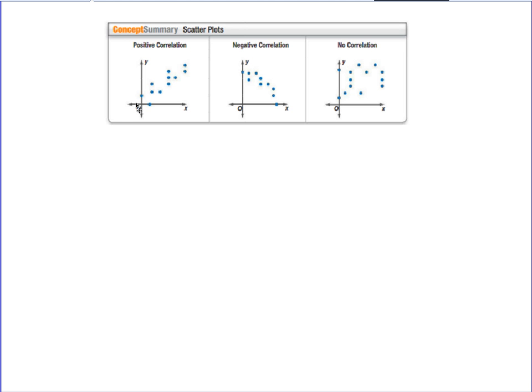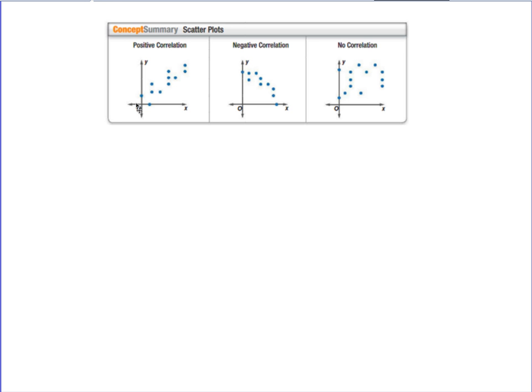Now, an important thing to realize about correlation is it does not have to be 100% true for every single person in the world. There could be some people whose feet get bigger, but they don't actually grow. But for the most part, as shoe size increases, height also increases. So that's a positive correlation.